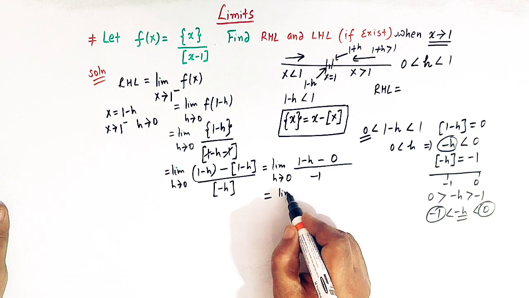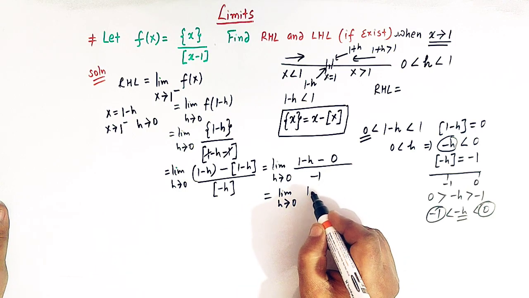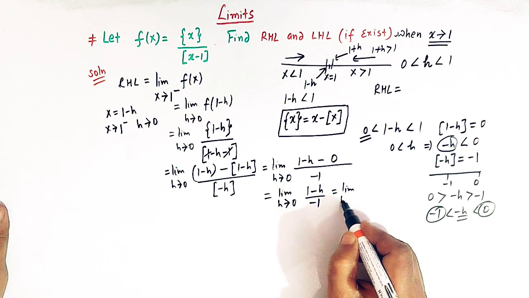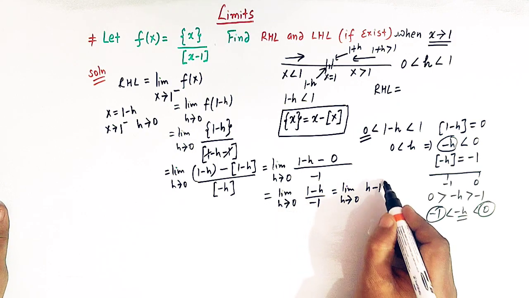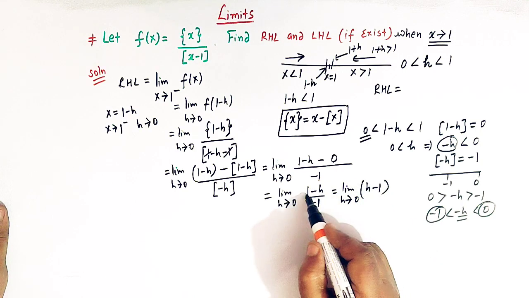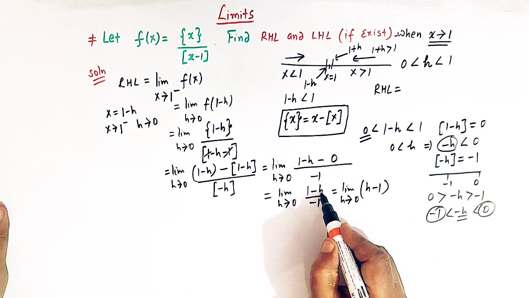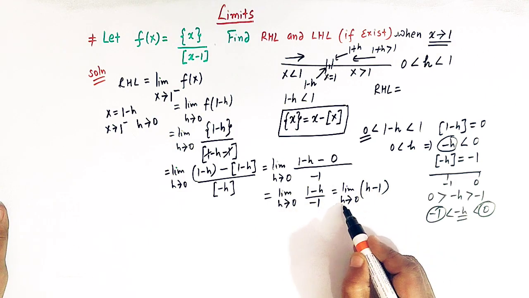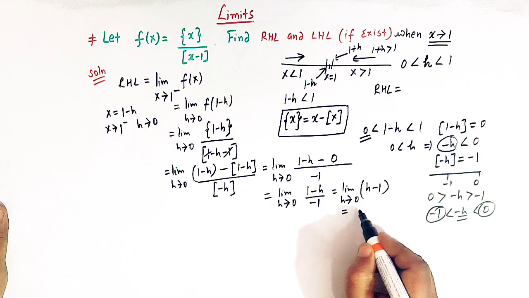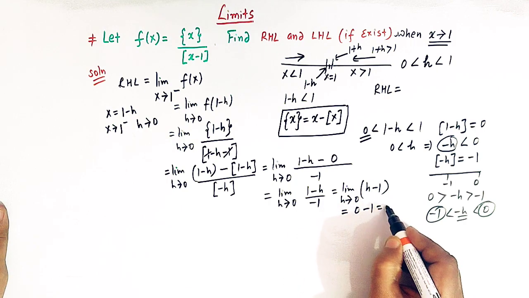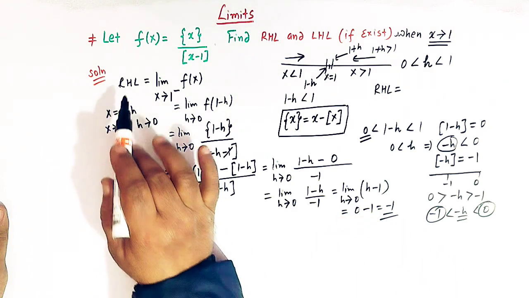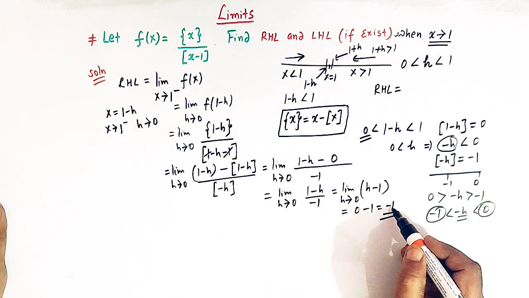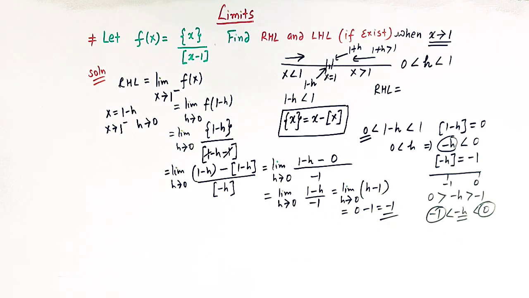So now we have limit h tends to 0, 1 minus h over minus 1. This can be written as limit h tends to 0, h minus 1, right? So here multiplying these two numbers by minus 1, we have h minus 1. So when h tends to 0, then we have 0 minus 1, that is minus 1. So the left hand limit of this function when x approaches 1 is equal to minus 1.